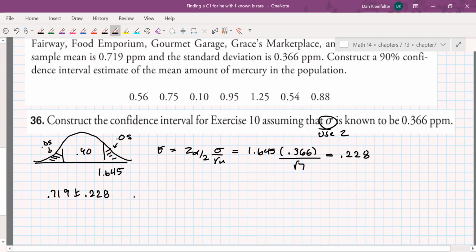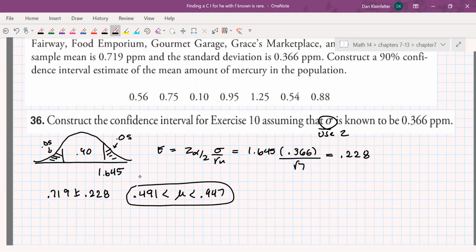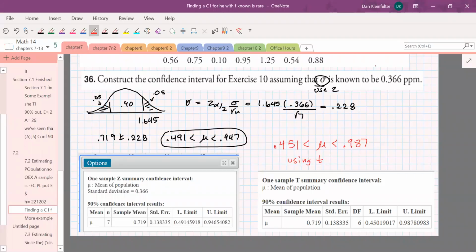So 0.491 up to 0.947. Okay, so that will be our confidence interval for mu, given that we know sigma somehow to be 0.366. All right, so I've added here the StatCrunch output, and also I wanted to let you know that I had to correct the version that we had done using the t-distribution.